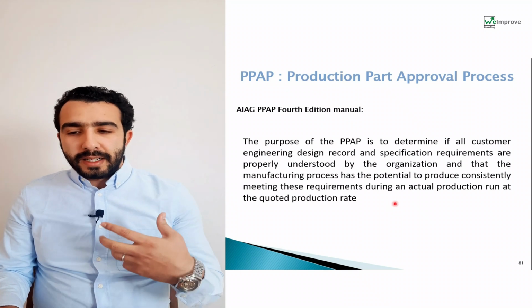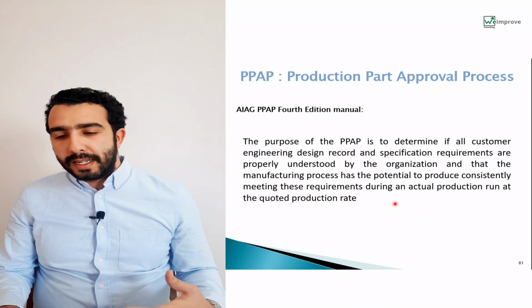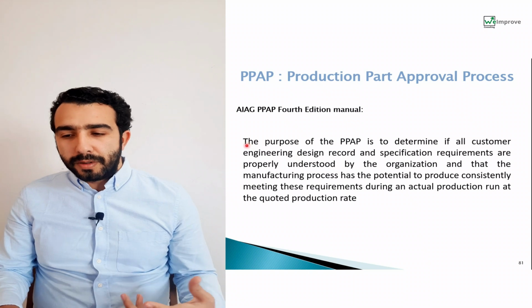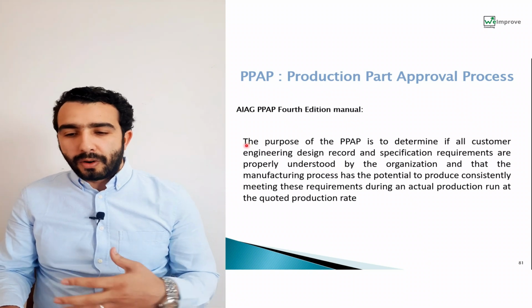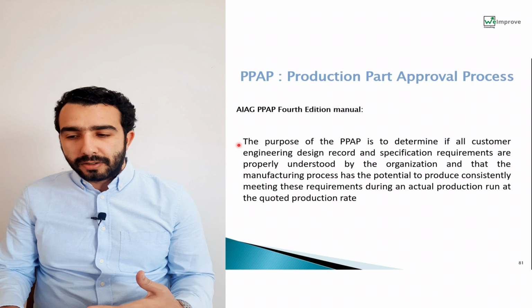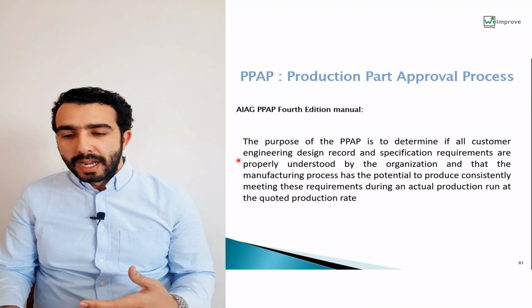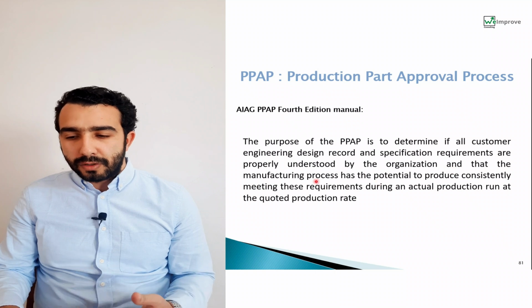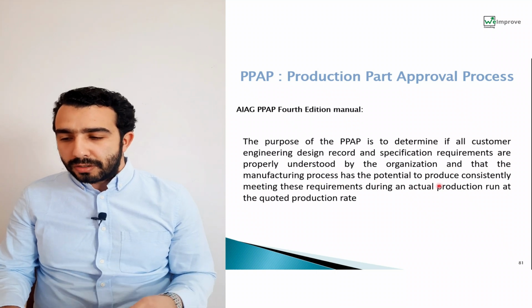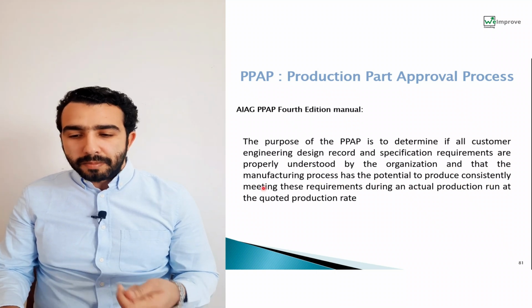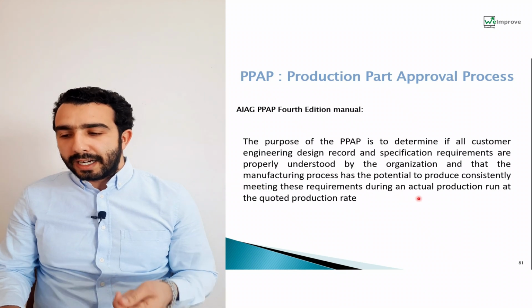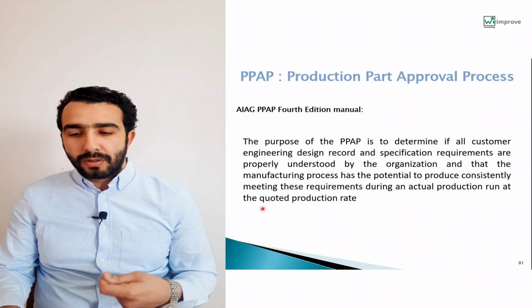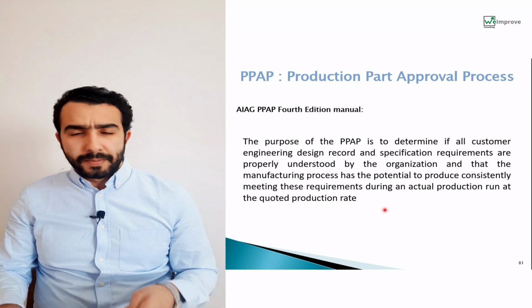This 4th edition of the PPAP says that the purpose of the PPAP is to determine if all customer engineering design record and specification requirements are properly understood by the organization, and thus the manufacturing process has the potential to produce consistently, meeting these requirements during an actual production run at the quoted production rate.